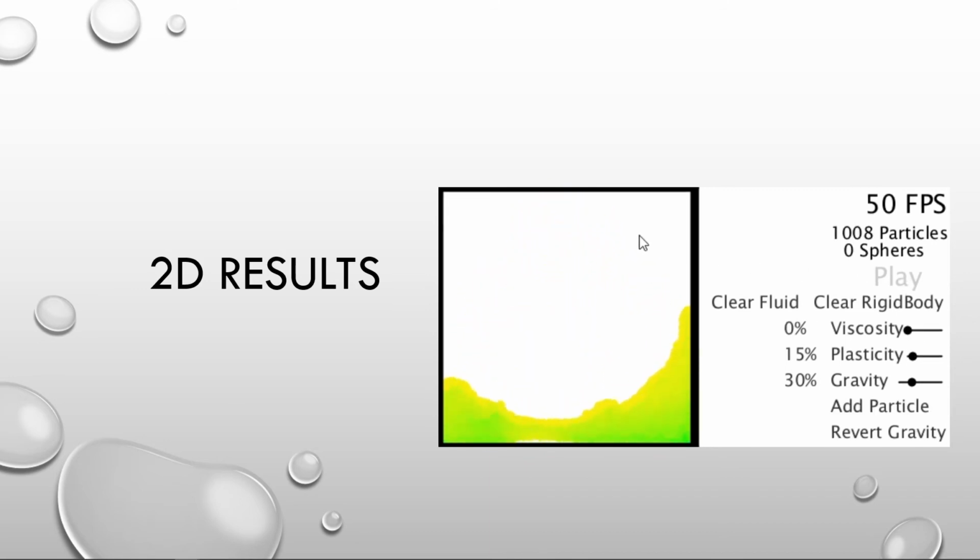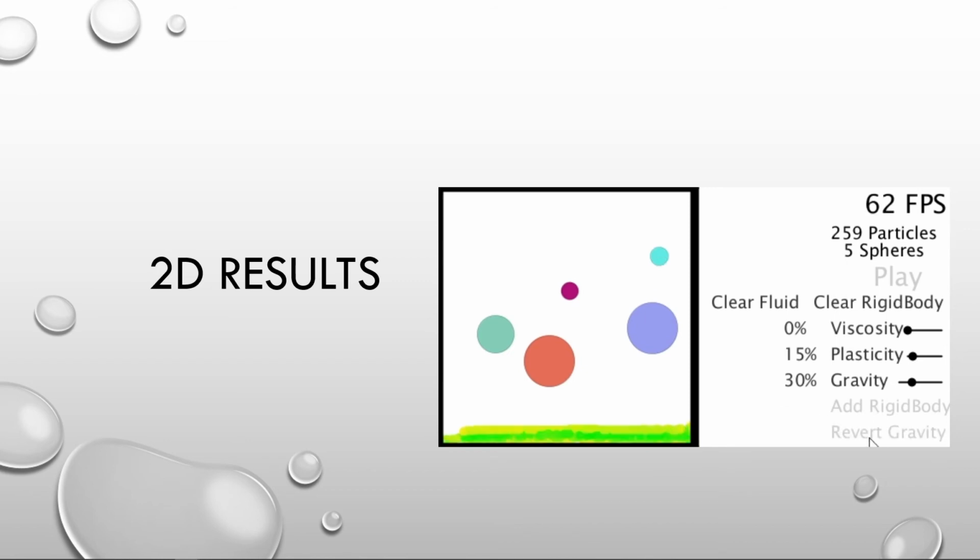As you may already notice, the GUI provides various parameters for users to play with. You can change the viscosity or plasticity parameters in real time to change the fluid's behavior. You can add fluid particles to the system, or you can add more rigid bodies if you want. You can also play with the gravity, either by reverting it or adjusting its scale.